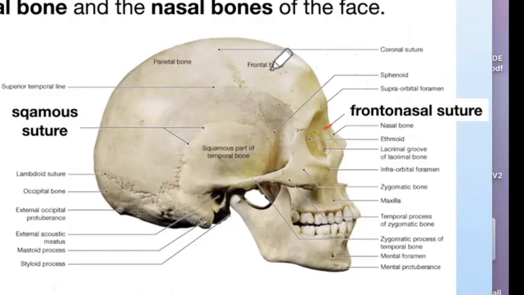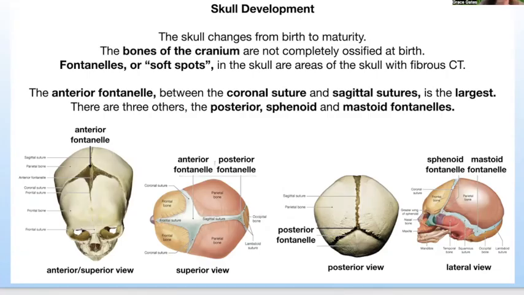So here's our frontal bone. And here's our nasal bone, which we haven't learned yet. And there's that suture. The skull changes from birth to maturity. The bones of the cranium are not completely ossified at birth. Ossified means made into bone. So the bones of the cranium are not completely made into bone at birth.